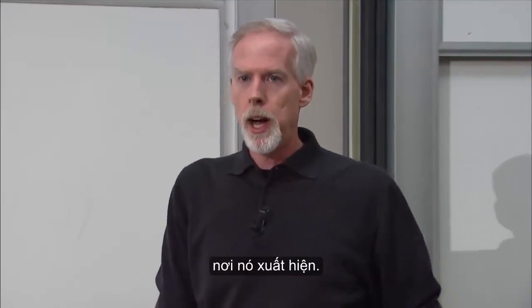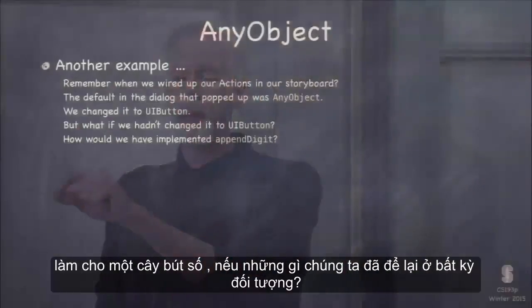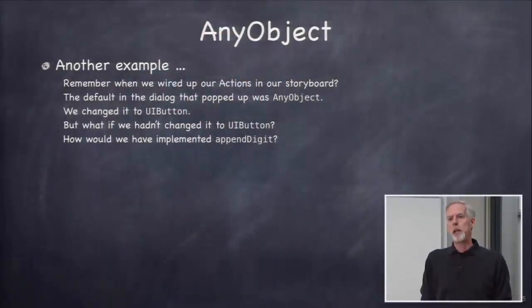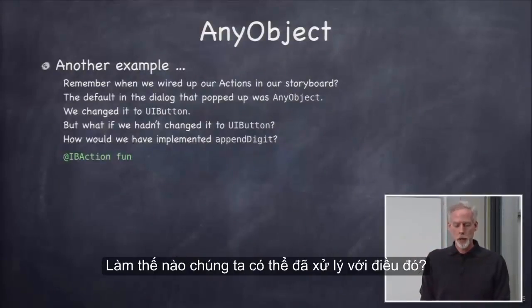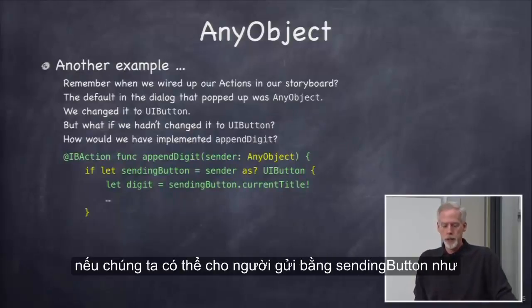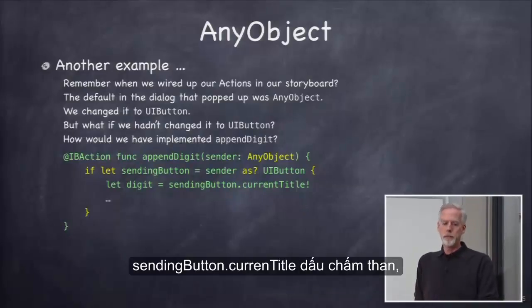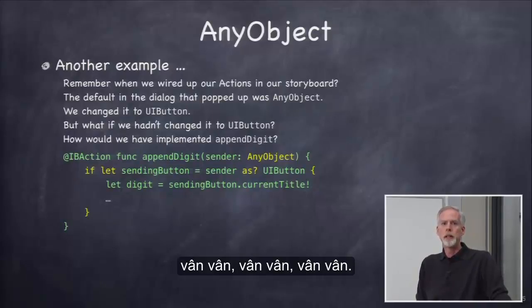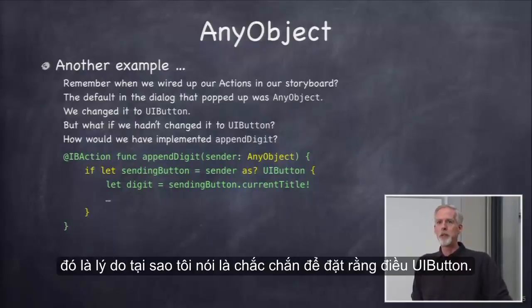Another example of AnyObject and where it appears. If we hadn't changed, when we control dragged to make appendDigit, what if we had left it AnyObject? Okay, so we had appendDigit sender: AnyObject. How could we have dealt with that? Well, we just would have said, if let sendingButton equal sender as? UIButton, then do what we do. Let digit equal sendingButton.currentTitle!, et cetera, et cetera. Make sense? But we didn't want to put that extra if let, and I hadn't taught you about as, so that's why I said be sure to put that thing UIButton. All right?